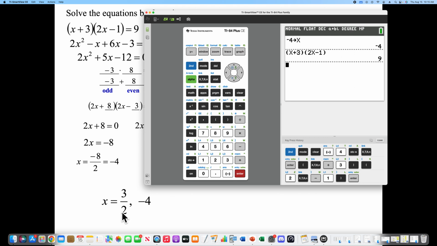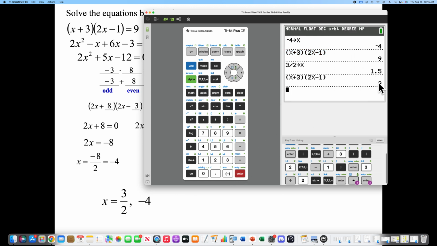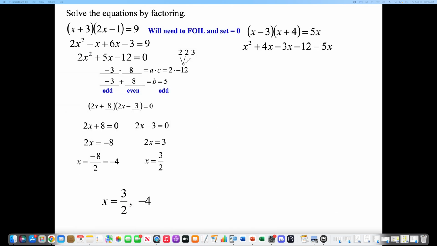If I want to store my 3/2, another way to do your fractions is you can just do the division symbol. 3 divided by 2. Store it for x. Up arrow, grab those two binomials, which is the left side of the equal sign. We paste it in, now it's using 1.5. And I get a 9 again, so now I know those two answers are correct.